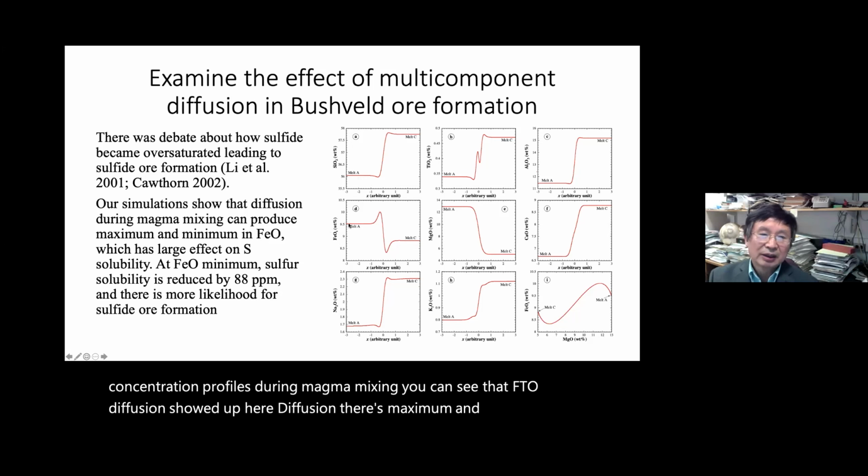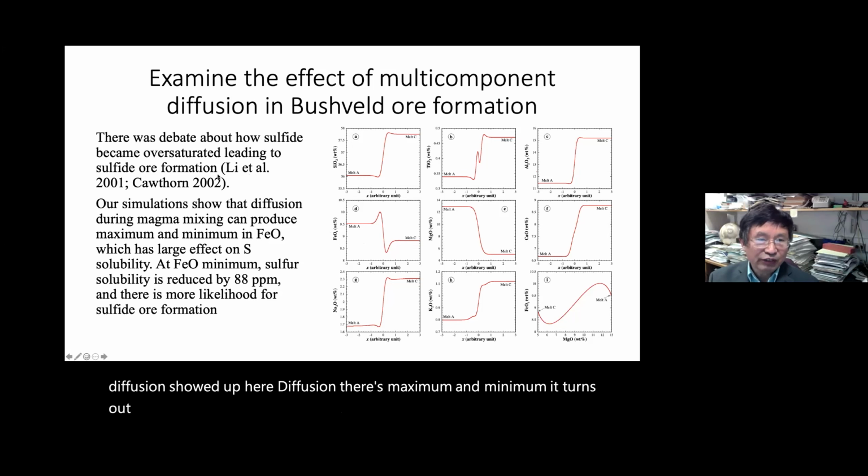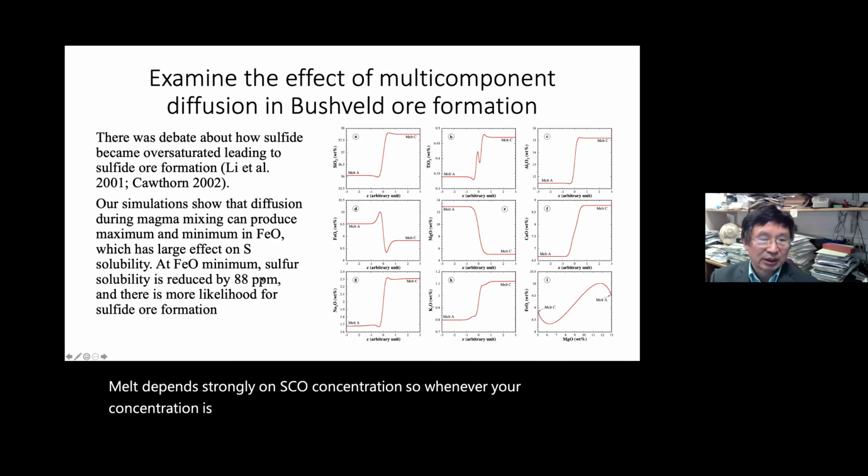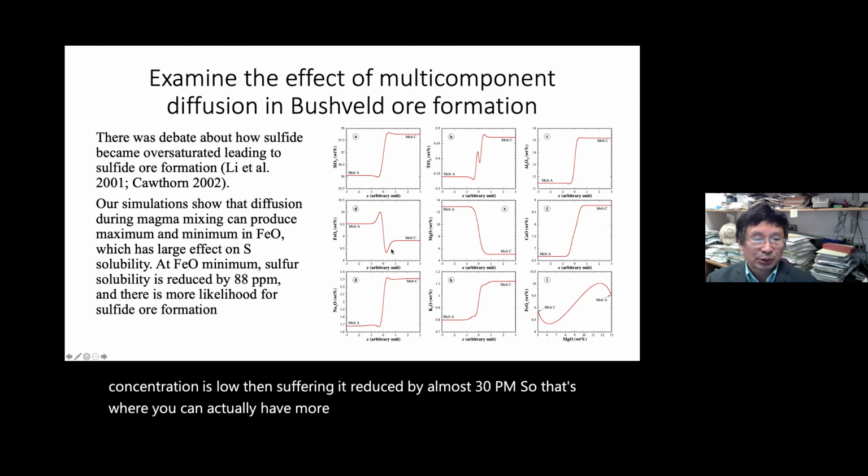It turns out that the sulfur solubility in melt depends strongly on FeO concentration. So when FeO concentration is low, then sulfide solubility is reduced by almost 100 ppm. So that's where you can more easily have sulfide saturation and ore formation.